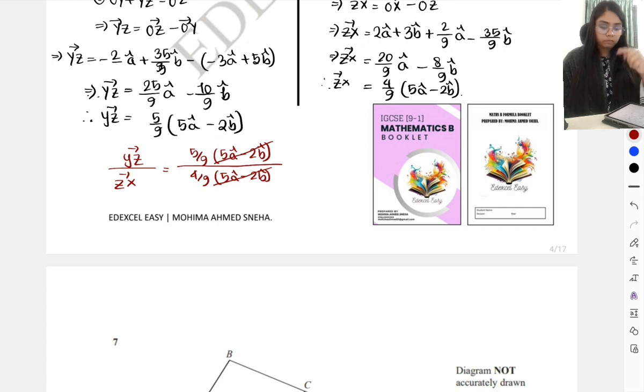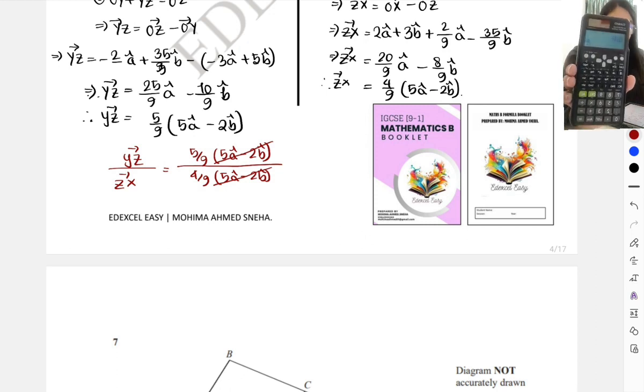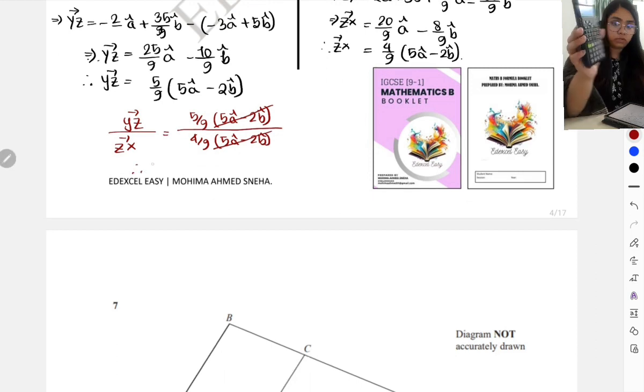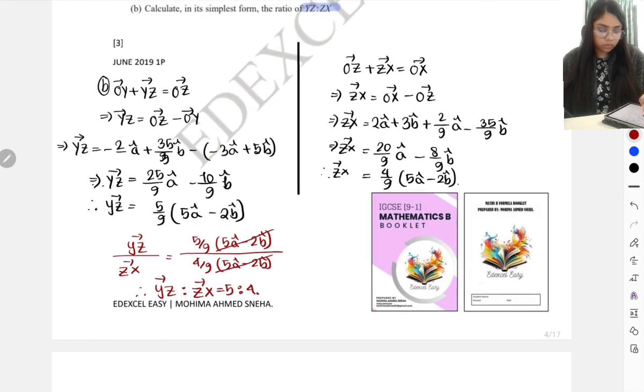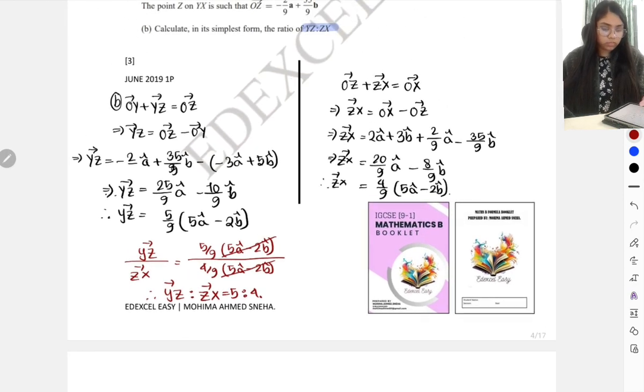So if you just put that entirely into a calculator, your final answer would look like 5 by 4, in that case, right? So finally you can write yz is to zx, that would be 5 is to 4. Yeah, 5 is to 4. Right, so this is the final answer for your ratio type of maths.